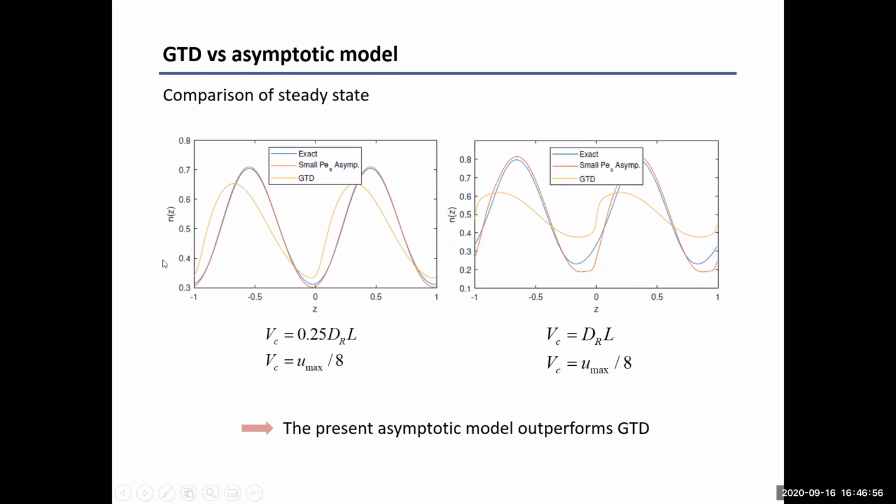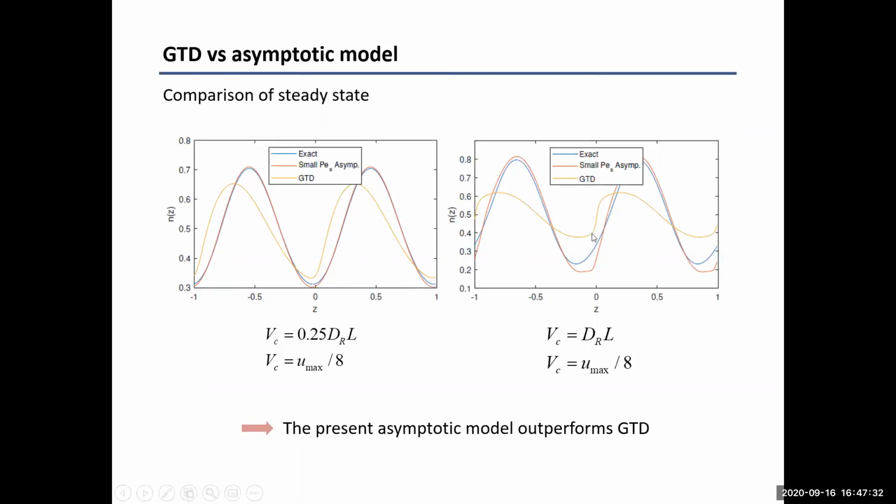Okay. So we get the steady state. Again, we make a comparison. Now we begin to see that there is a big difference between the exact results and generalized Taylor dispersion theory. This yellow line is the steady solution obtained by applying generalized Taylor dispersion theory, the blue one is the exact result from Smoluchowski, and the red is coming from our new model. And you see that our new model performs much better than generalized Taylor dispersion theory.